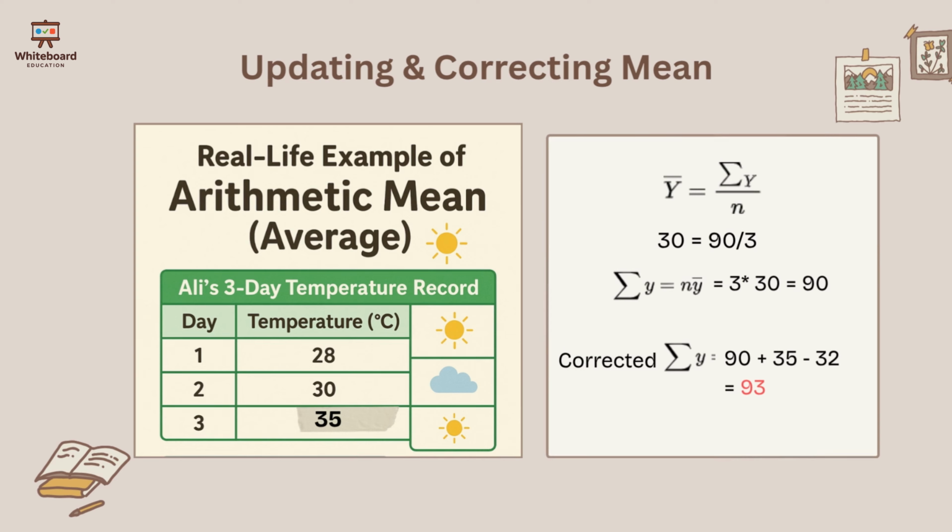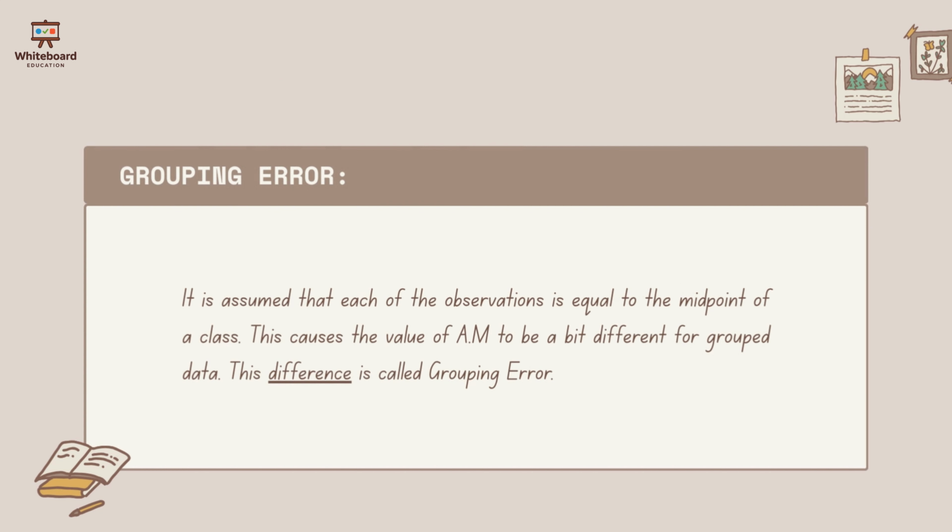So, the corrected sum is calculated as 90 plus 35, which is the new observation, minus 32, which is the old observation. So the corrected sum is 93. Grouping error. It is assumed that each of the observations is equal to the midpoint of a class. This causes the value of AM to be a bit different for grouped data. This difference is called grouping error.